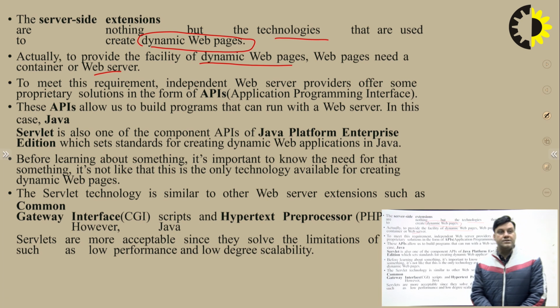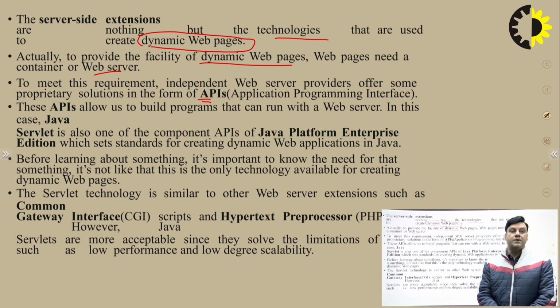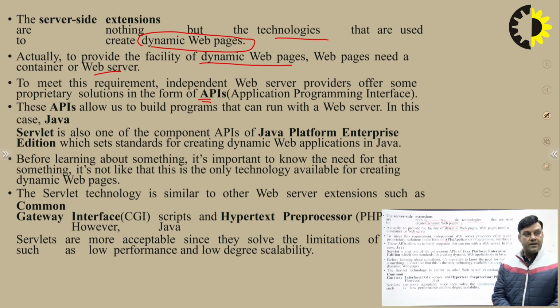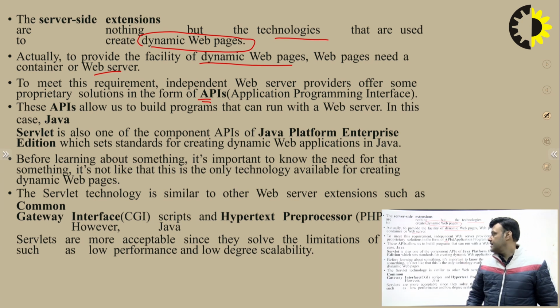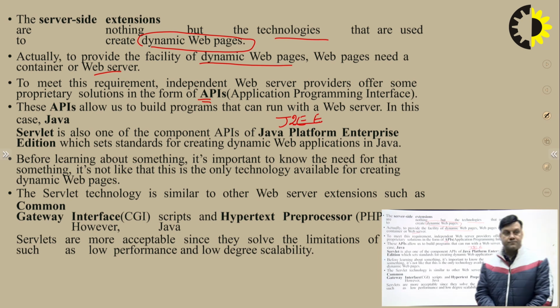To meet this requirement, an independent web server will provide an API, which we have already discussed. This API allows us to build a program that can run with a web server, and in this case we have Java. Servlet is also one of the component APIs of Java Platform Enterprise Edition, JEE, J2EE, Java 2 Enterprise Edition, which sets the standard for creating dynamic applications in Java. So when we talk about servlet, we are talking about dynamic web applications.